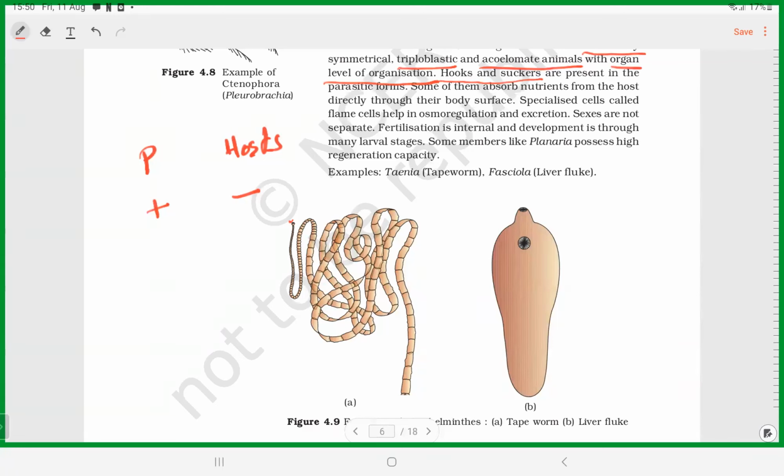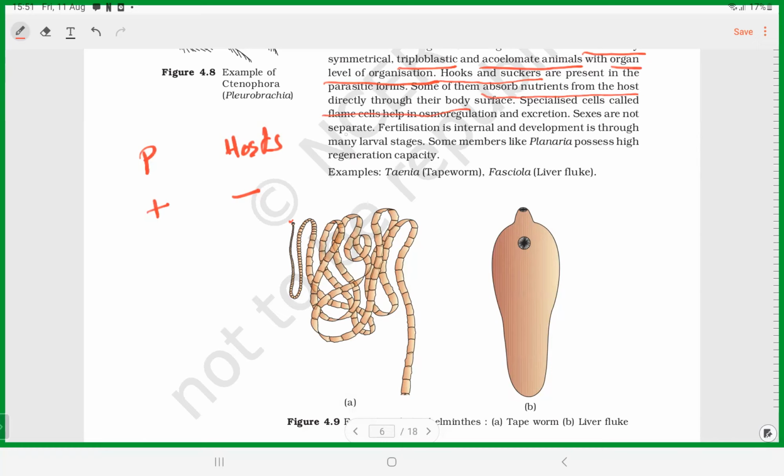To suck the blood or the cell sap, whatever it is actually. So to connect them with the respective organ, they have two special structures. One is hooks, and then to get food of its interest, they use suckers. So that's the other important thing about the body surface you should know. And then they absorb nutrients from the host directly through the body surface. Okay, and that is a very important thing. So that's about the very common thing.